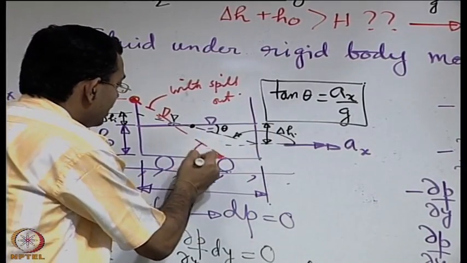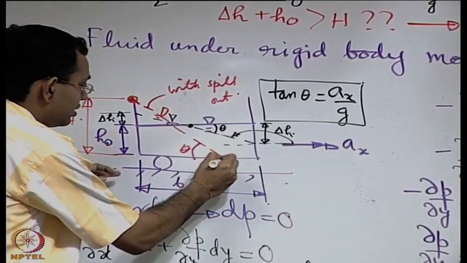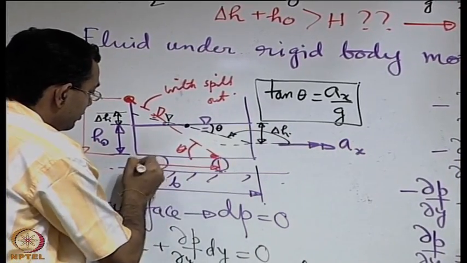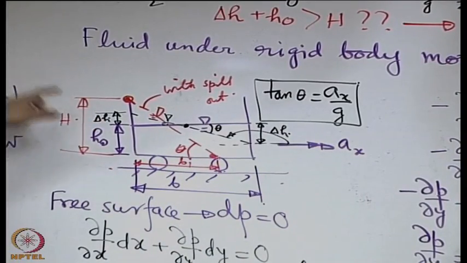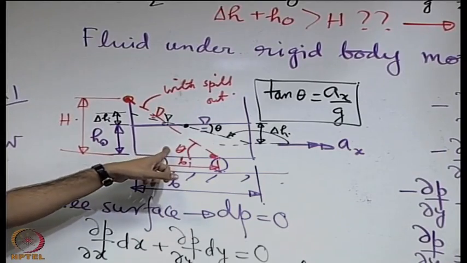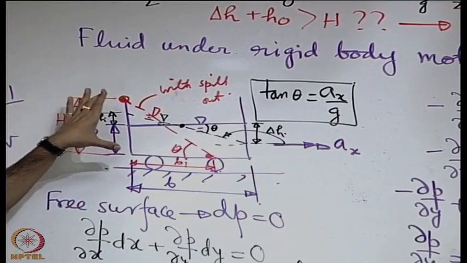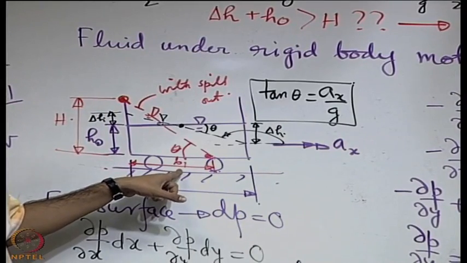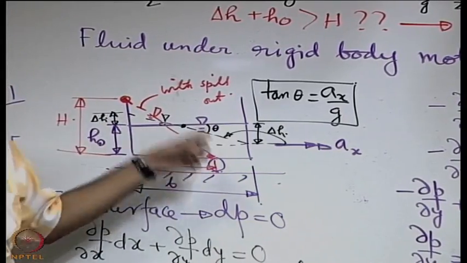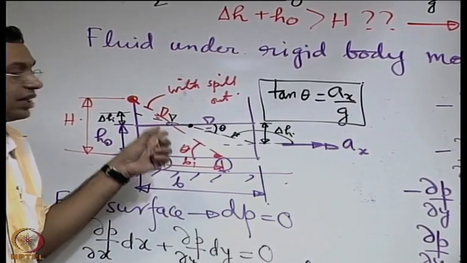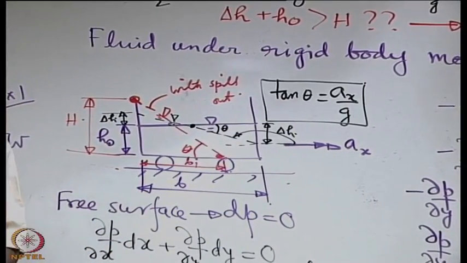So, now this will be the angle theta. You can find out what should be this length, let us say B1. Because you can say capital H by B1 equal to tan theta, which is ax by g, capital H being the height of the tank, known. So, from there you can find out B1, and therefore you can calculate the volume which is there now within the tank, and the difference between the original volume and that volume will give you the volume that has spilled.